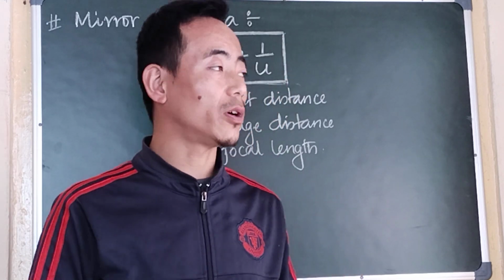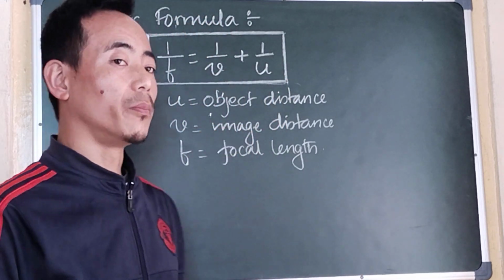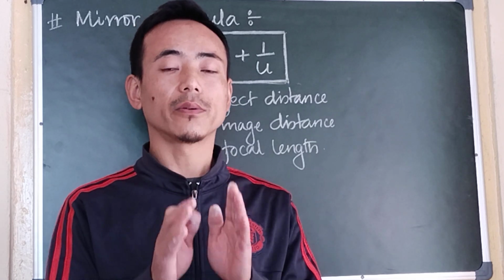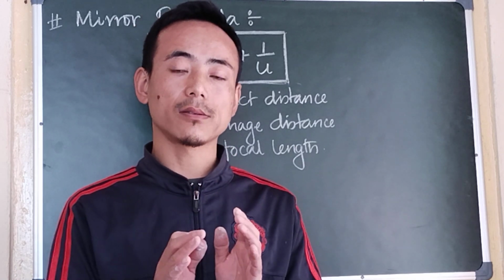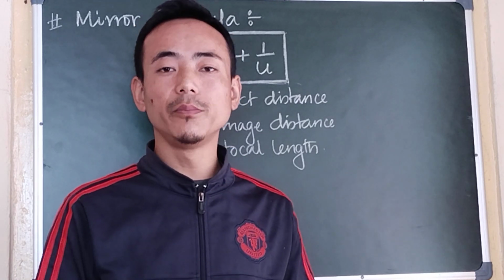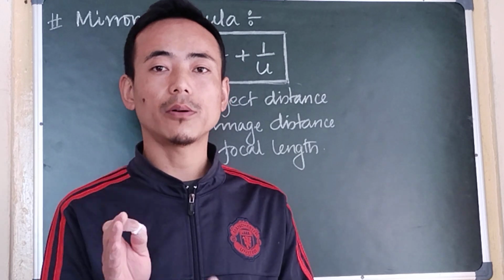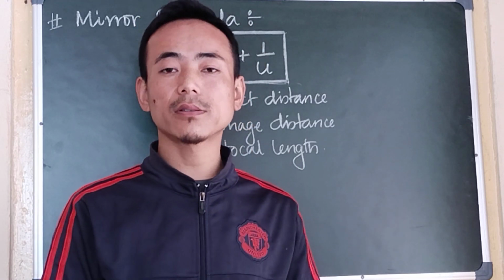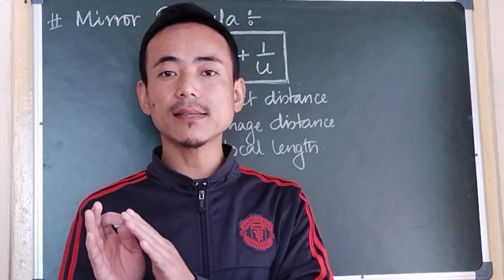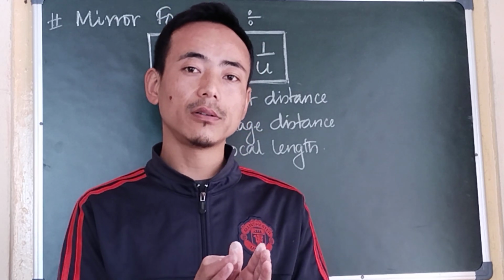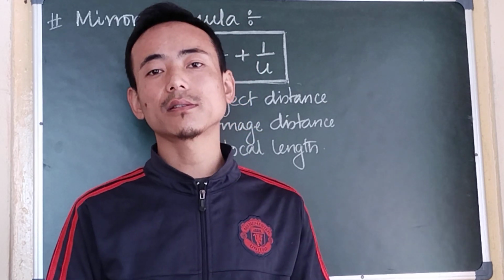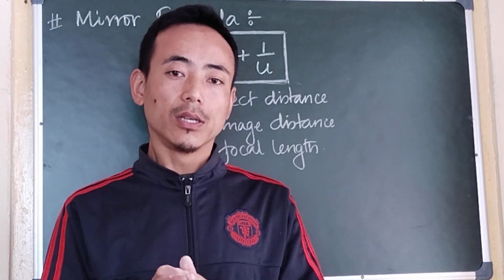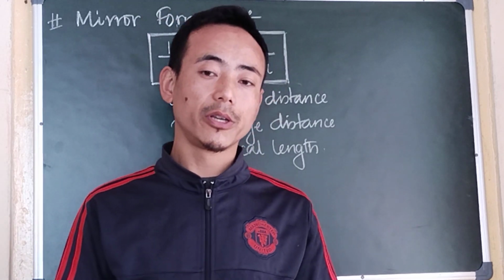Anyways, let me briefly inform you. Object distance means the distance of the object from the mirror, from the pole of the mirror to be precise. So we are discussing spherical mirrors here. So the distance between the object and the pole of the mirror, we call it object distance. Image distance is the distance of the image from the pole of the spherical mirror, and focal length is the distance between the pole of the mirror and the focus. So these are the three terms that you have to remember here.